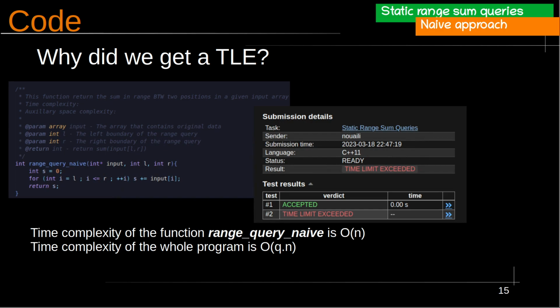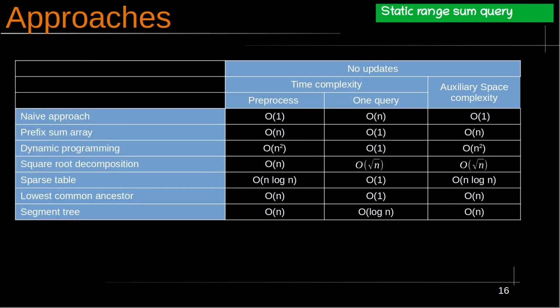Can we improve this? Of course, the answer is yes. We can use different approaches. Don't forget, we deal with the static range, which means that there are no updates in the original array. So we just want to know the query, the sum between two bounds. We can use different approaches like dynamic programming, square decomposition, sparse table.